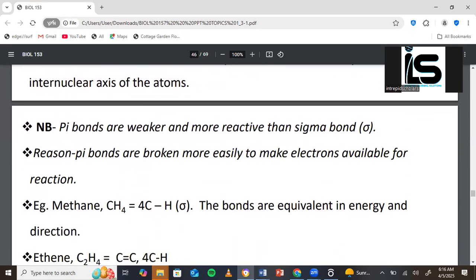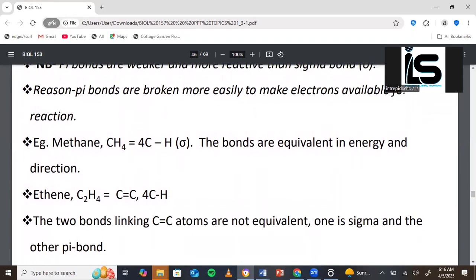Now, pi bonds are weaker and more reactive than sigma bonds. We have talked about that. Pi bonds are broken easily. Now, in between there are sigma bonds, only sigma bonds. Let me explain this. If you have single bonds, all single bonds are sigma bonds, right? But if I add one more, it means one of them is sigma and one of them is what? Pi bond. If I have a triple bond, it means one of them is sigma and two of them are what? Pi bonds, right?